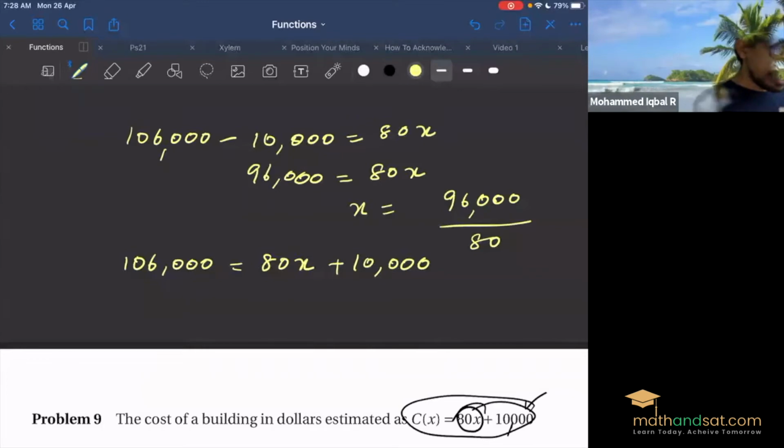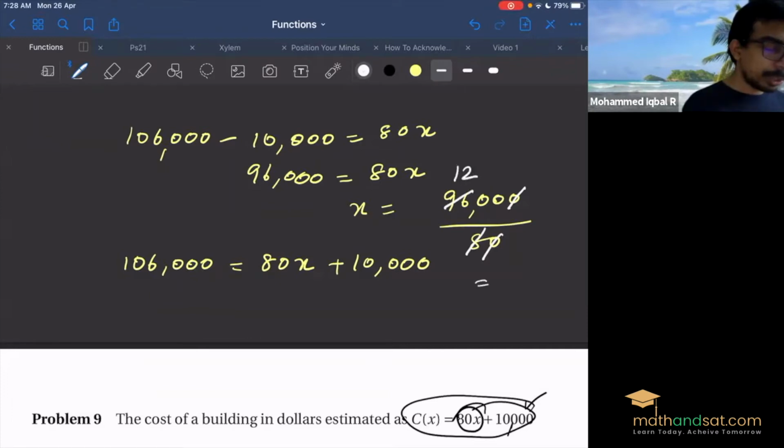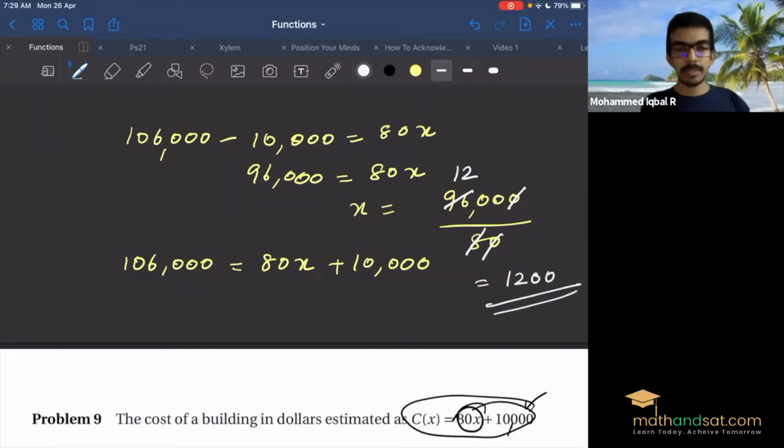This 0 and 0 can be cancelled. Your 8 can get cancelled here. This is going to be 12 times 100, so this becomes 1200. 1200 is your answer.